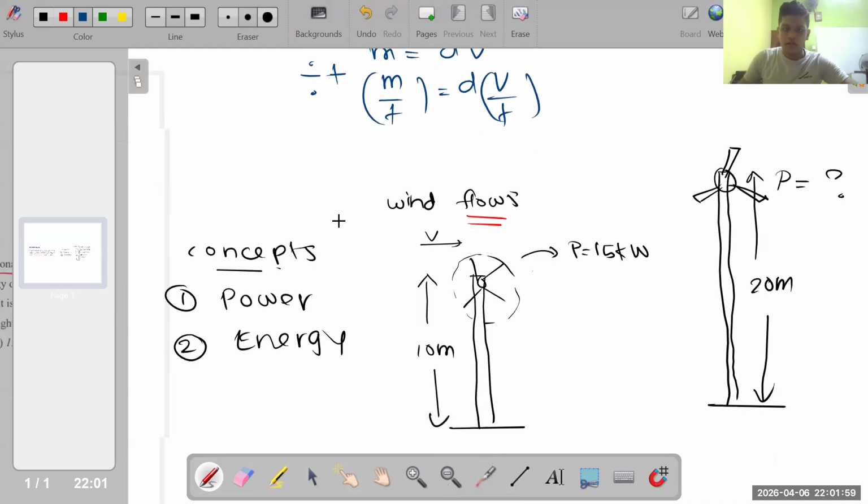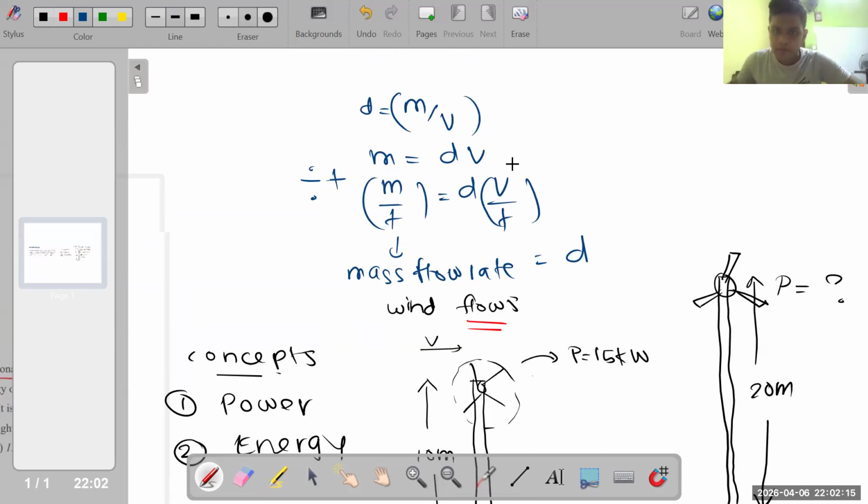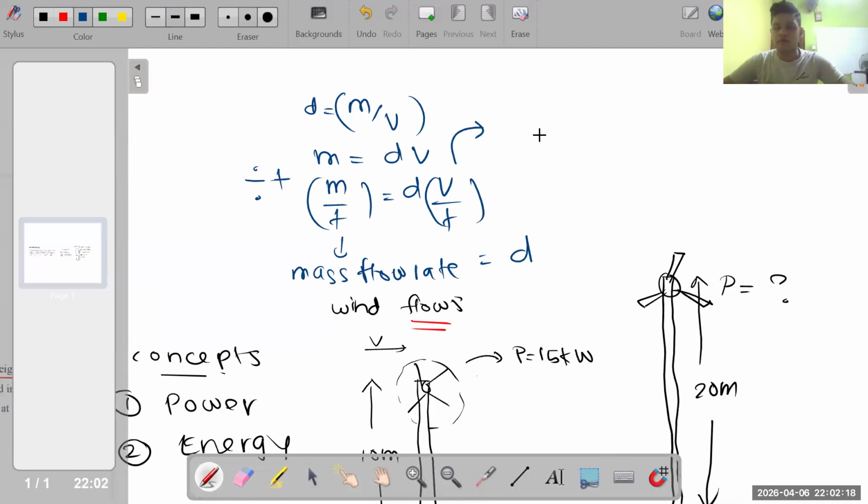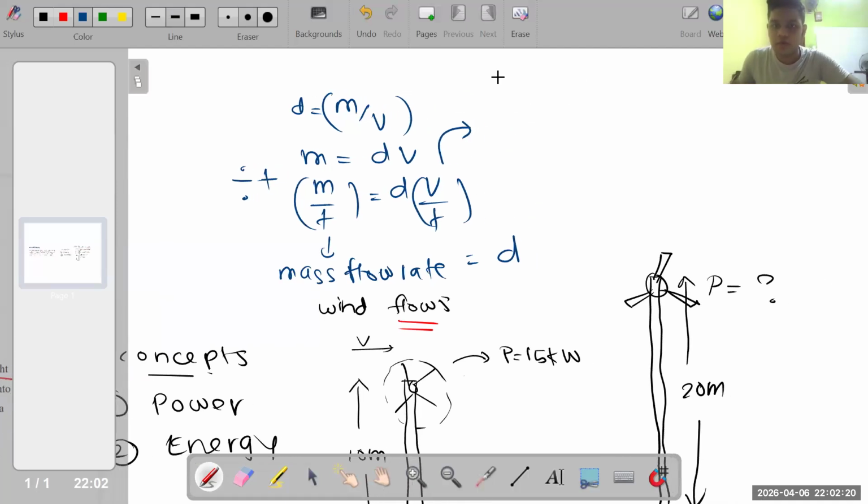Mass divided by time is called mass flow rate. Mass flow rate equals density into volume flow rate. Here's the new equation. Now, let's see, volume flow rate, what will be its units? Volume divided by time. For volume, what is the unit? Meter cube. Am I right? Time, seconds. So eventually we get the unit m cube s minus 1.